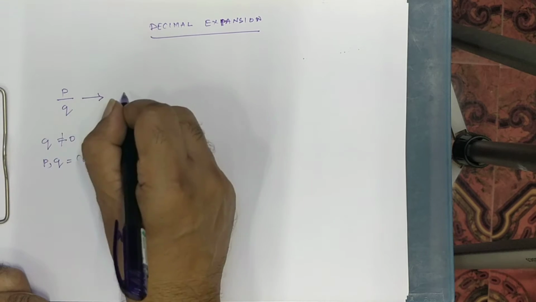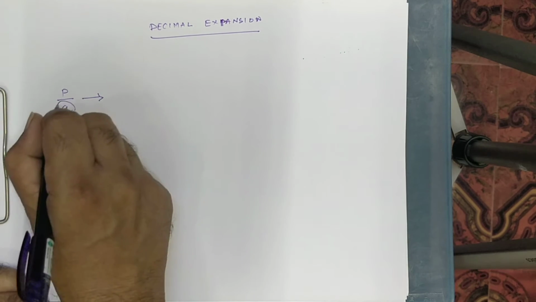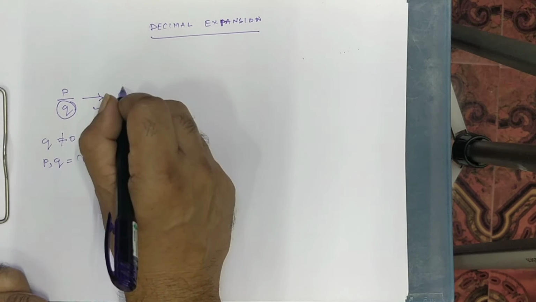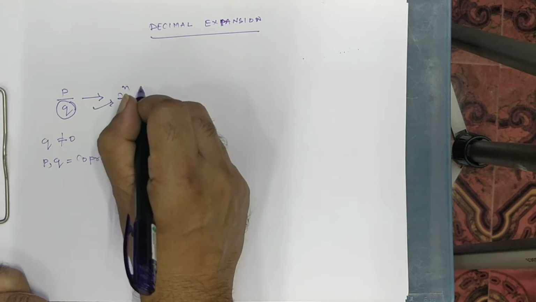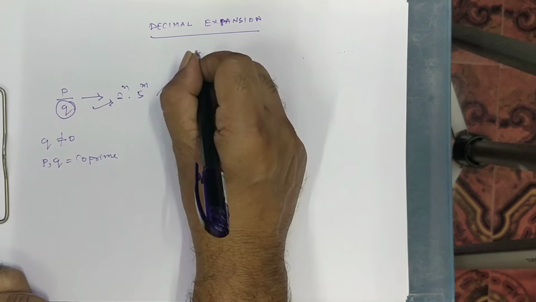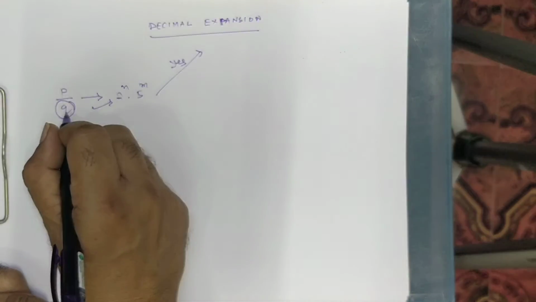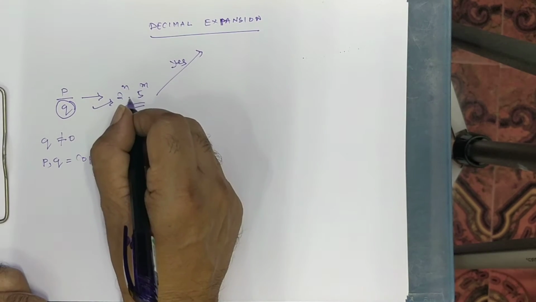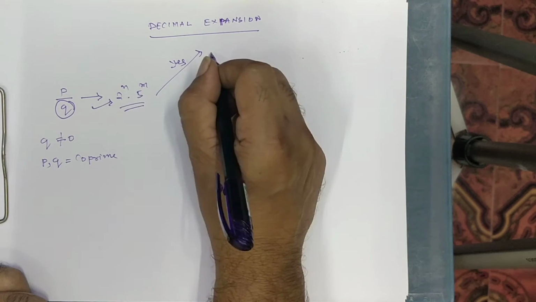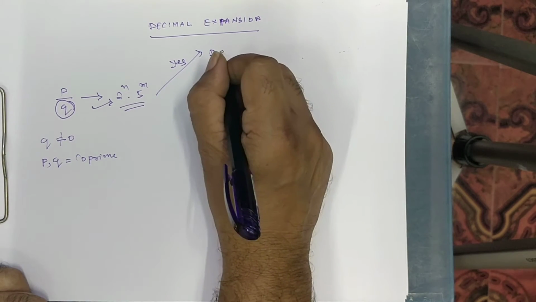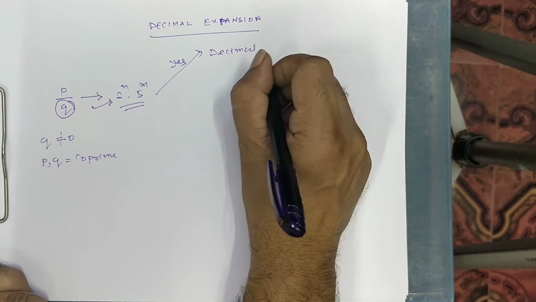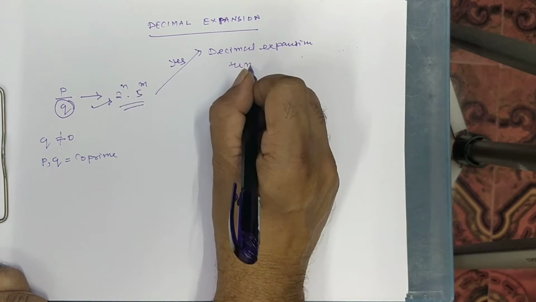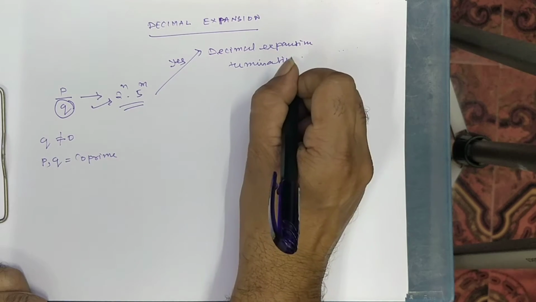Here, when the denominator is in the form of 2 power n into 5 power m term, that is, if you say yes, our q is in this form, then it will lead to a decimal expansion with termination. So there will be a termination.